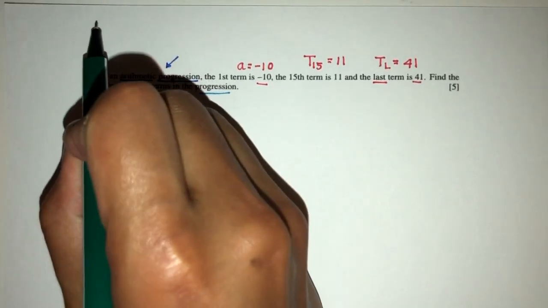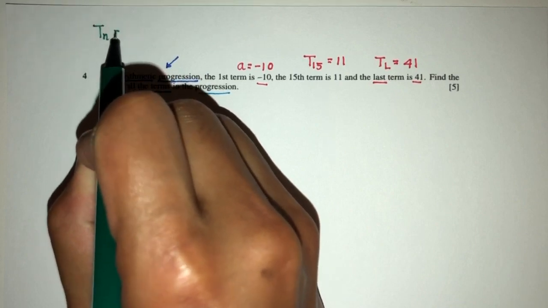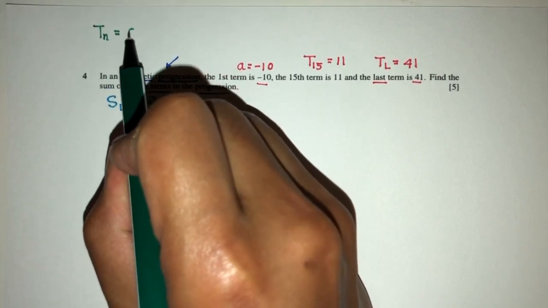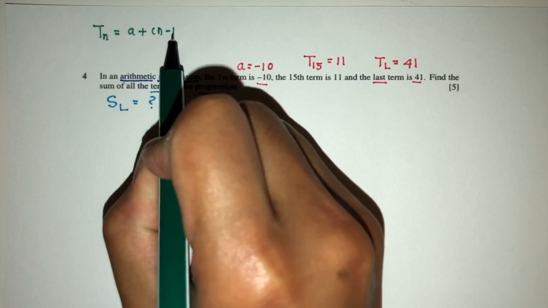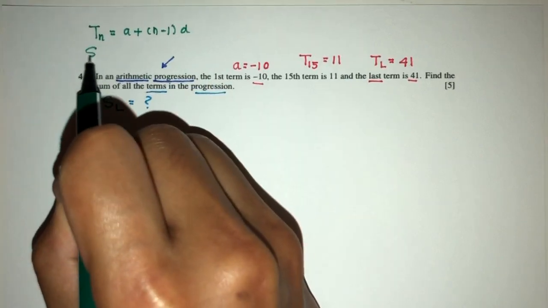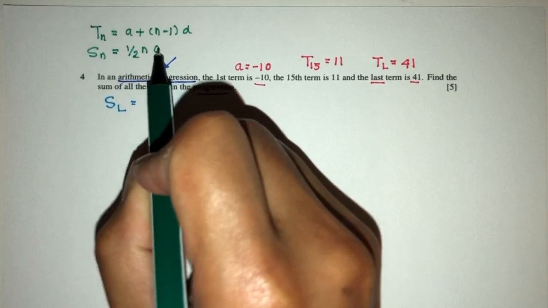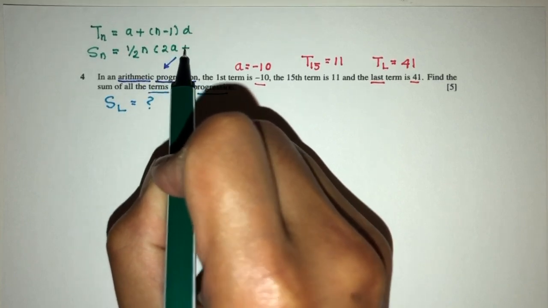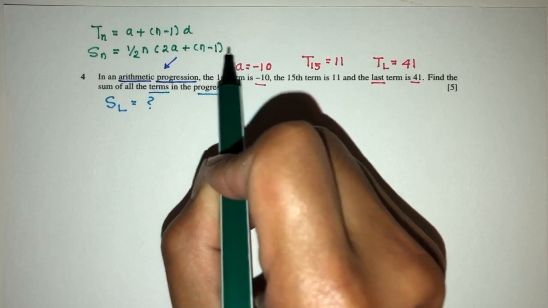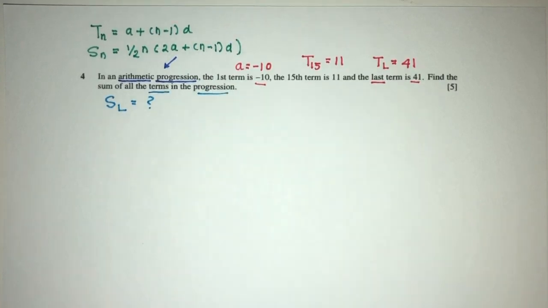So we know that the nth term is given to you by what? By a plus n minus 1 times d, and the sum of the first n terms should be half times n, 2a plus n minus 1 times d. This is given to you on your list as well. You don't need to memorize that. However, I would always advise to do so you don't waste time. It is up to you, obviously.